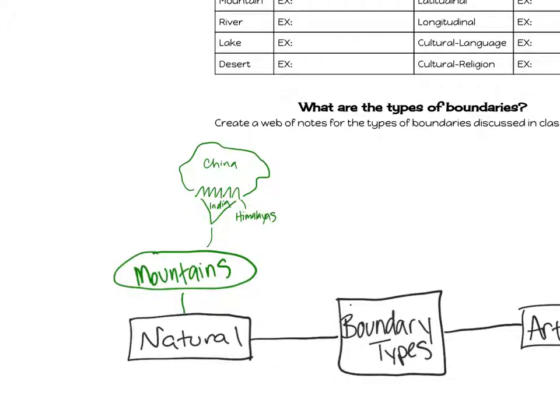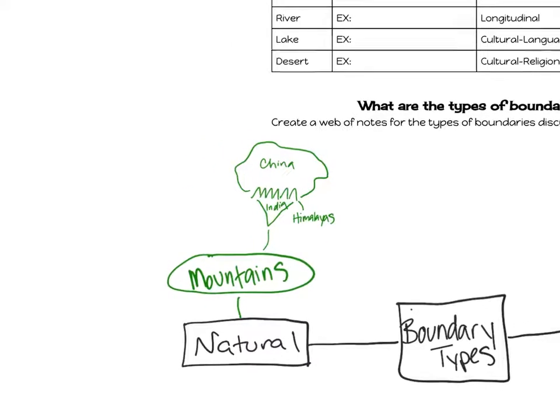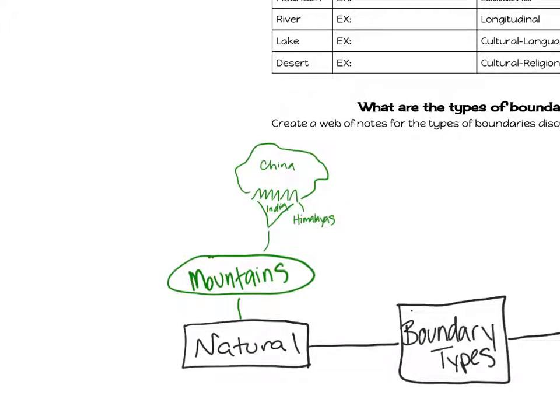It's the Himalayas. So mountains can separate countries, they can separate regions from regions, they could separate states, they could even separate continents, right? Like we drew on our sketch map last week. What's a mountain range that separates continents that we drew last week? Europe and Asia, right? Which one separates Europe and Asia? The big mountain range. What is it? The Ural Mountains.